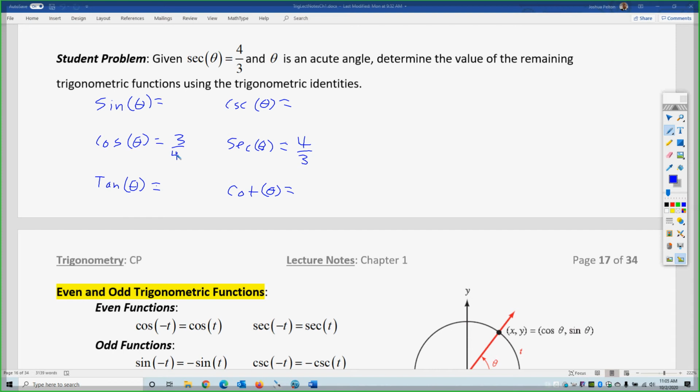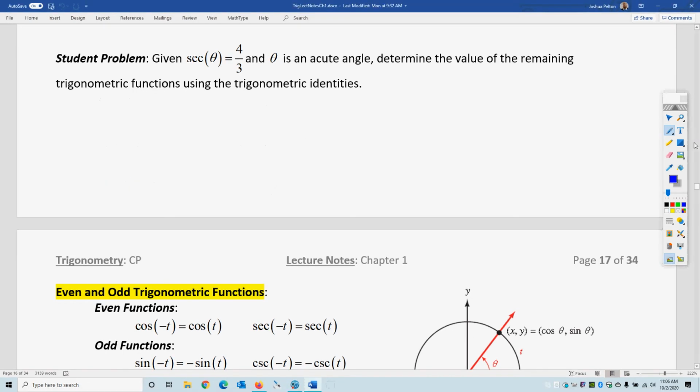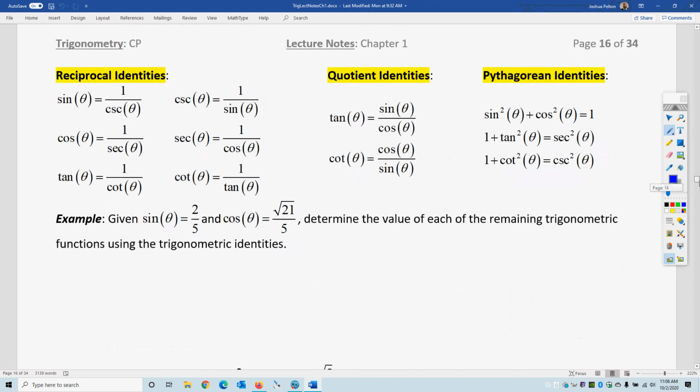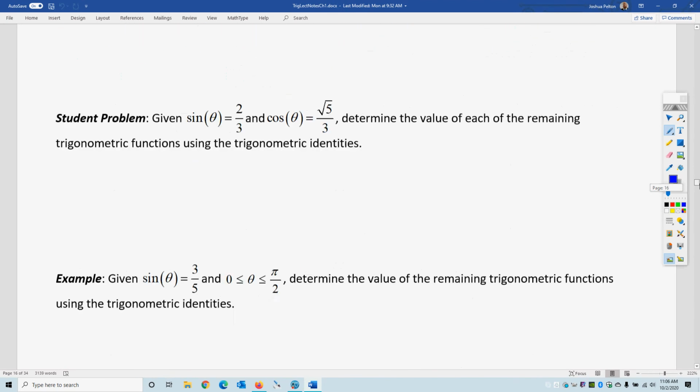So if I go back up and look, there's several of them I can use, correct? Right? There's not just one. So whatever you have, you can go from. So if I scroll back up here, I have secant, 1 plus tangent squared equals secant squared, right?